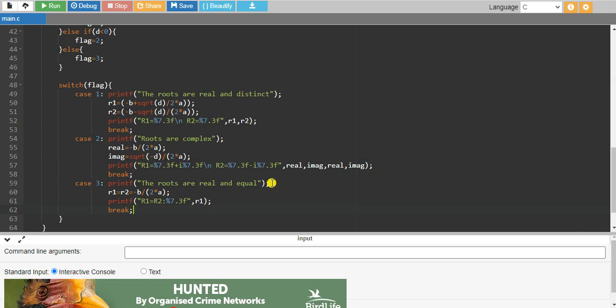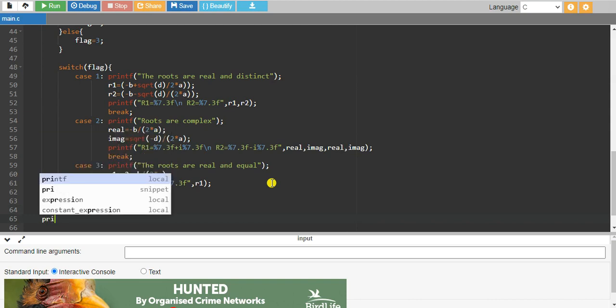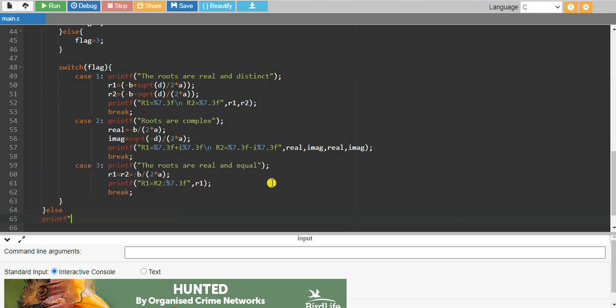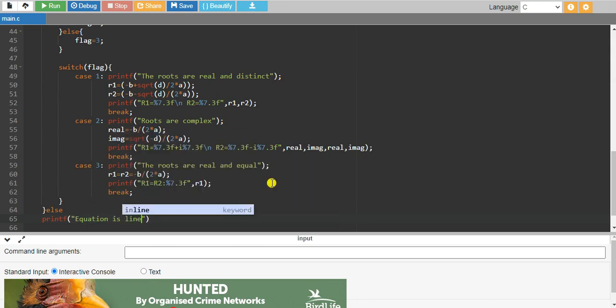Then if a is not equal to 0, all these things will happen. If a equal to 0, then we have to go for the else statement. Here printf, then print the statement equation is linear. So this is how it works.